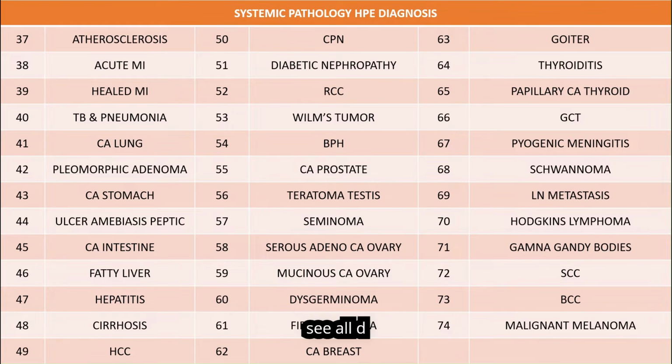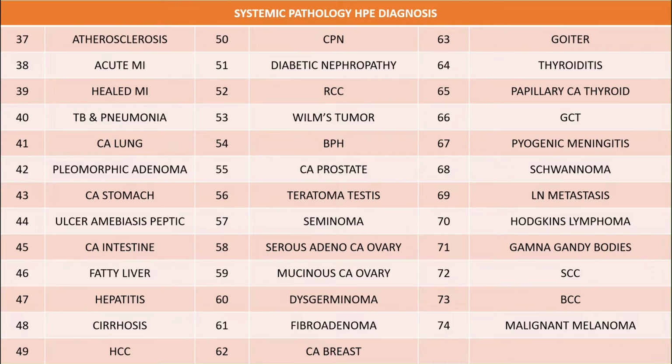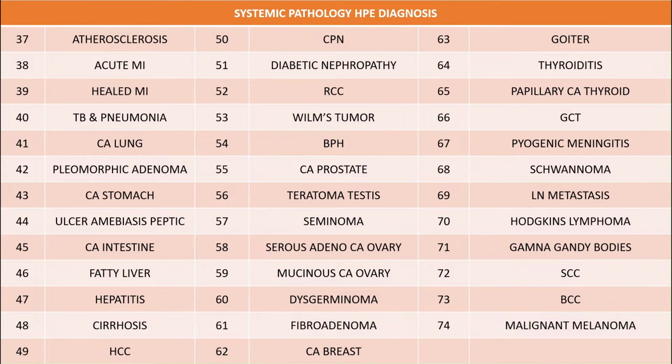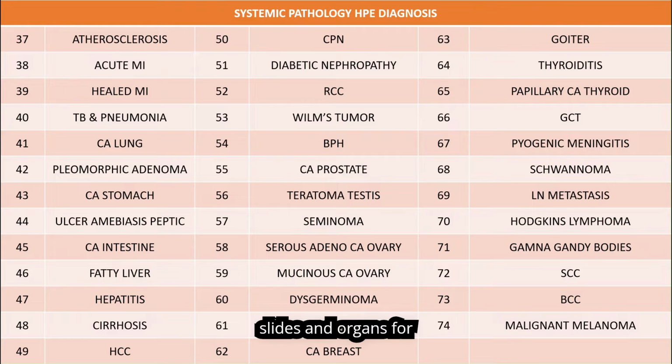Here we see all different systems of pathology one by one, starting from atherosclerosis to malignant melanoma. Systemic pathology is all about organ-specific lesions, and in this session we will quickly go through the must-know slides and organs for exams.